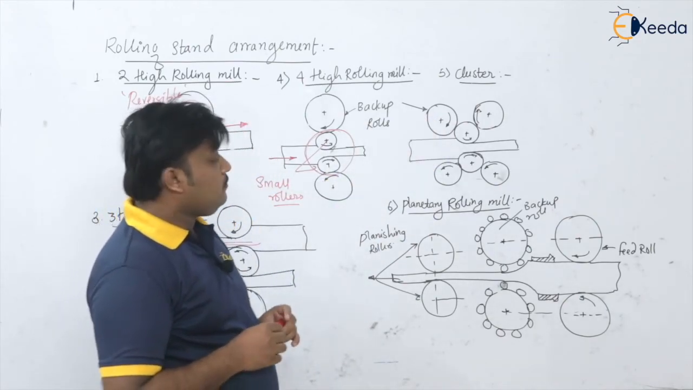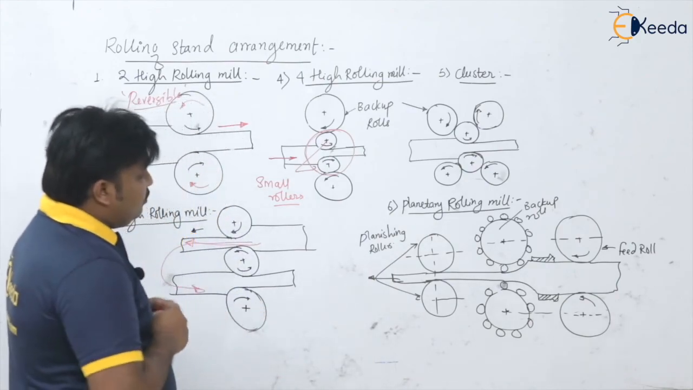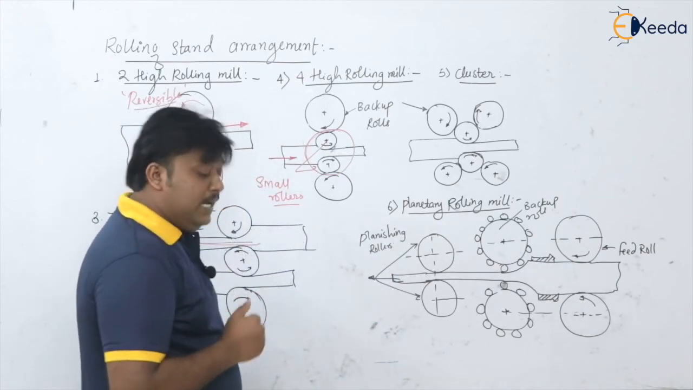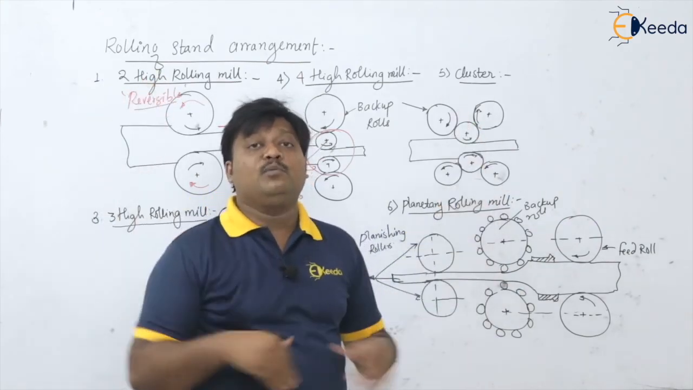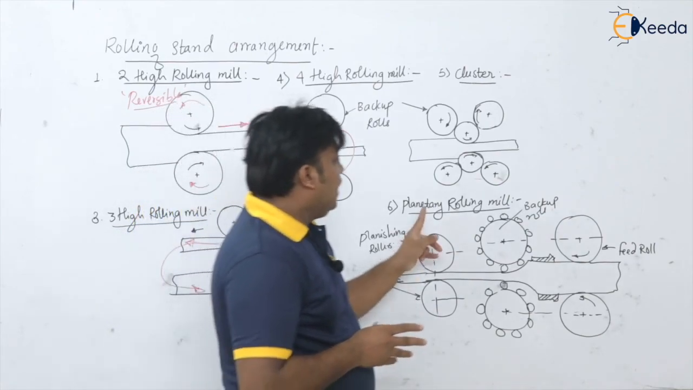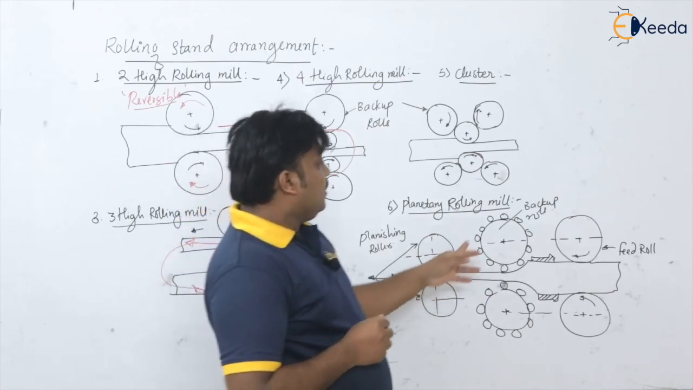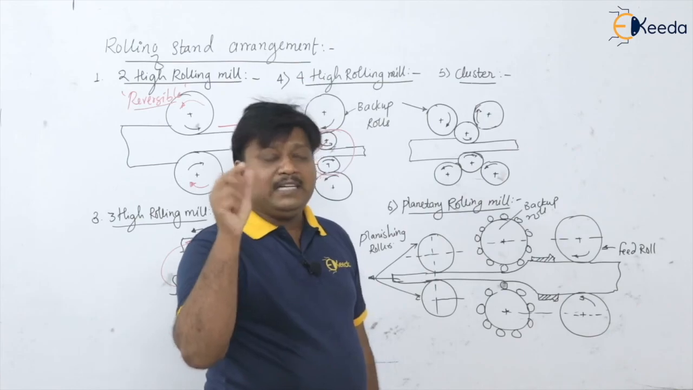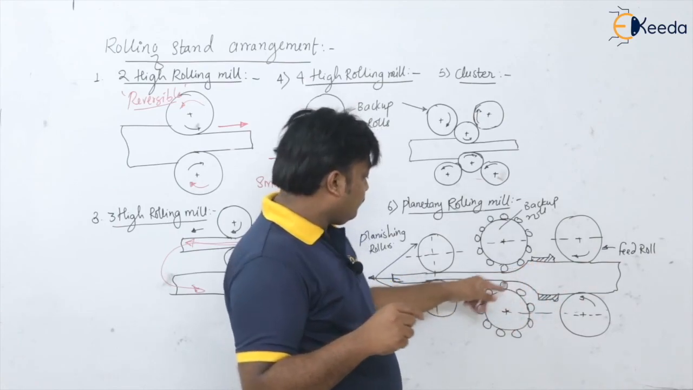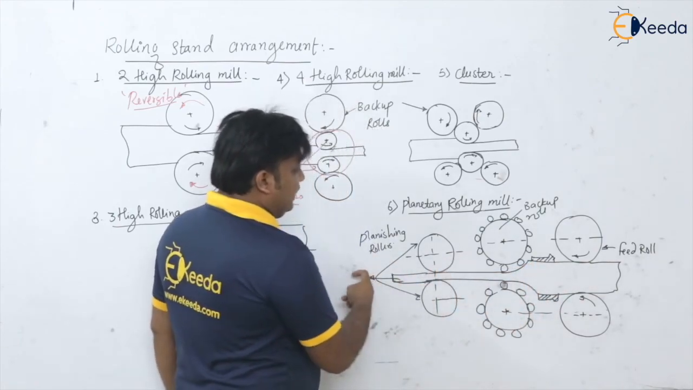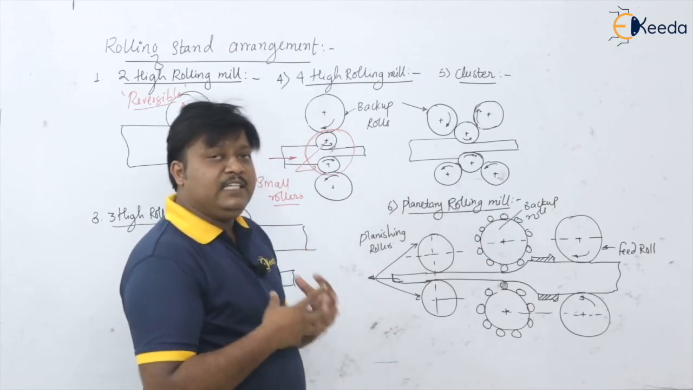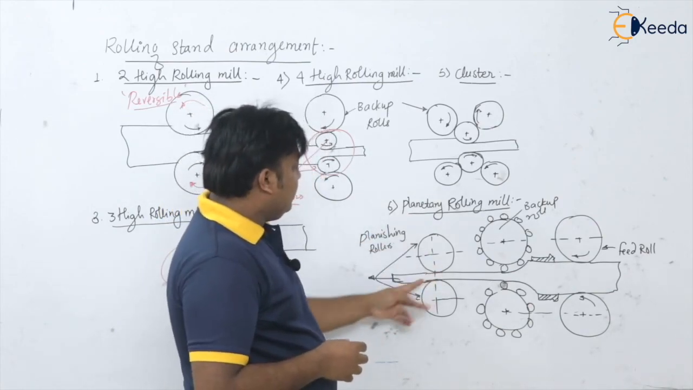And the last rolling stand arrangement you can see here is the planetary rolling mill. When do we use this planetary rolling mill? When you require a large amount of reduction in the thickness of the plate, then of course you will use the planetary rolling mill. Here, this is the backup roller, and onto it small planetary rollers are mounted. This is actually the feeding roll. You have the planishing rollers here, and of course this goes to the coil, because you are getting a huge amount of reduction there.